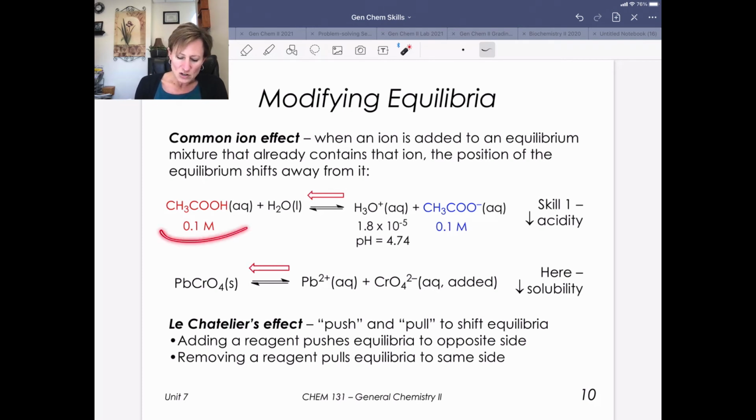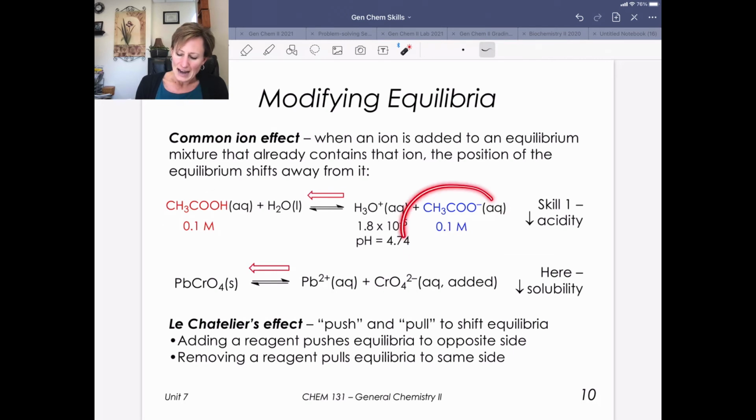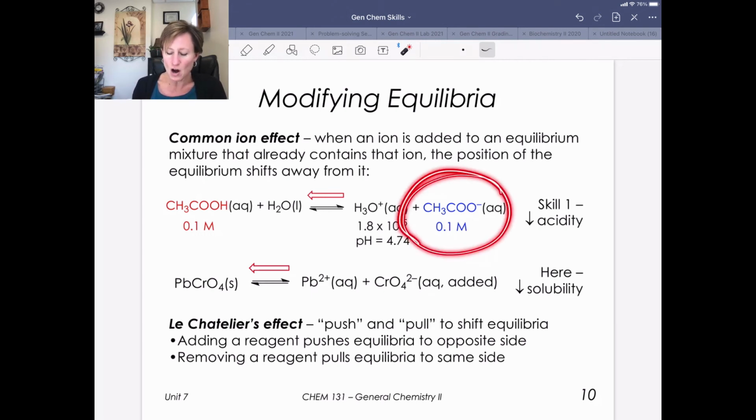So let's imagine here that we've got this weak acid. If we've got this weak acid and we also add the conjugate base into solution, because we're adding in something on the right side, our equilibrium will shift to the left. It actually means that less of this acid gets to dissociate and lose its proton, become deprotonated, because this pot is already somewhat full. Okay?